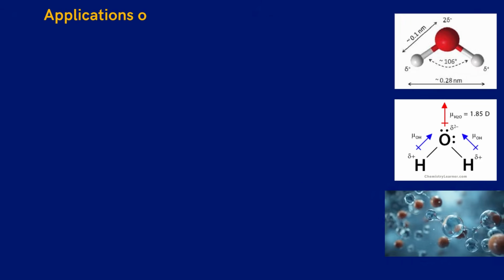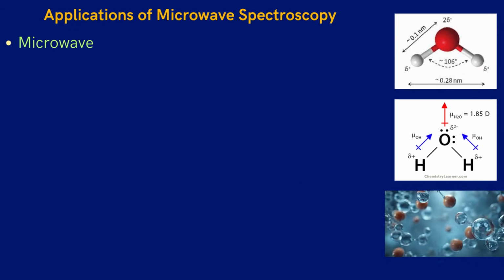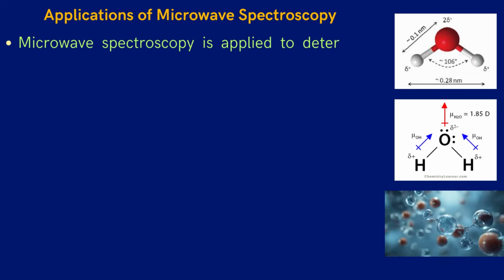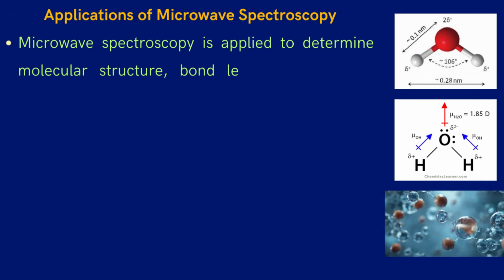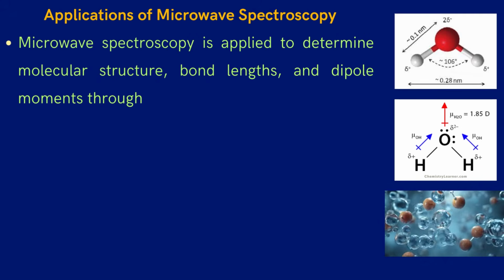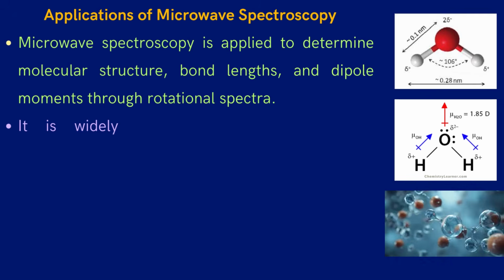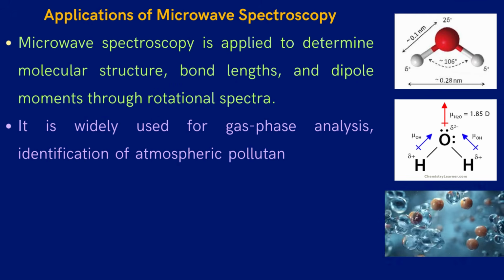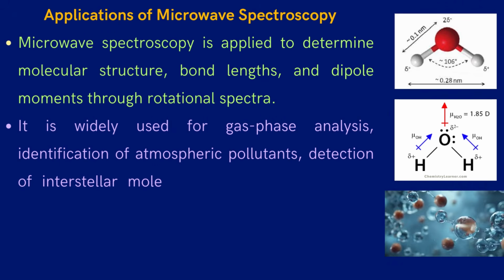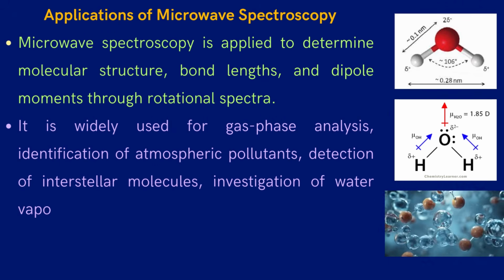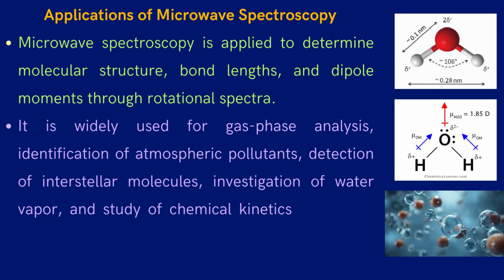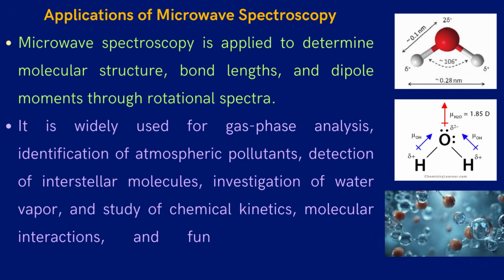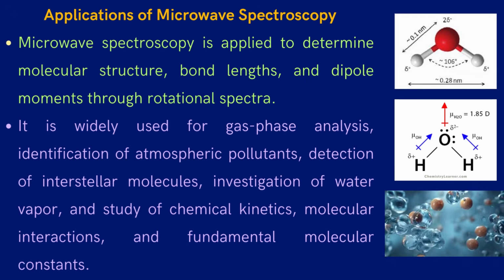Here, we will see the applications of microwave spectroscopy. Microwave spectroscopy is applied to determine molecular structure, bond lengths, and dipole moments through rotational spectra. It is widely used for gas phase analysis, identification of atmospheric pollutants, detection of interstellar molecules, investigation of water vapor, and study of chemical kinetics, molecular interactions, and fundamental molecular constants. Further, more applications of microwave spectroscopy.